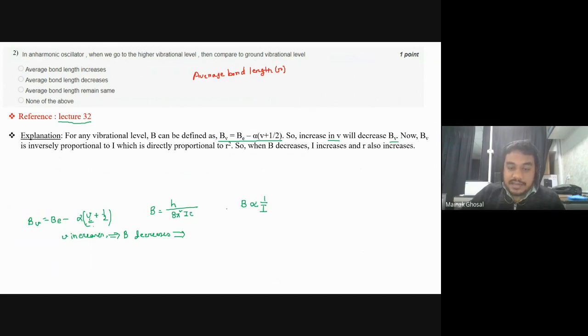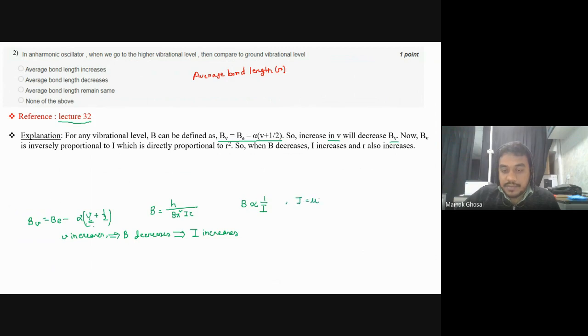So if B decreases, then what should be the fate of I? Since it is inversely proportional, if this decreases, then it must increase. So I increases. So you have understood what should be the fate of B on changing the vibrational energy level. If the vibrational energy level increases, your B should decrease. If B decreases, since B is inversely proportional to I, that is moment of inertia, I should increase.